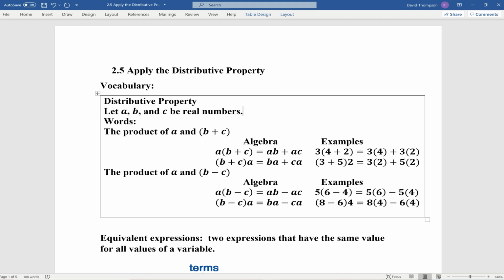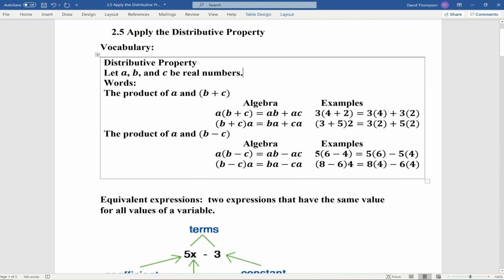5 times the quantity of 6 minus 4 equals 5 times 6 minus 5 times 4. The quantity of B minus C times A equals B times A minus C times A. In numbers, we could say the quantity of 8 minus 6 times 4 equals 8 times 4 minus 6 times 4. Some other vocabulary.